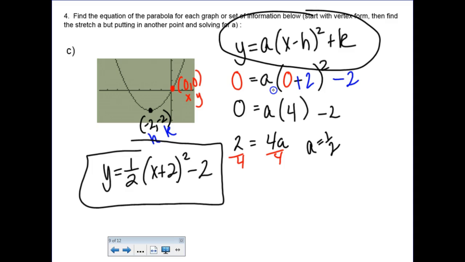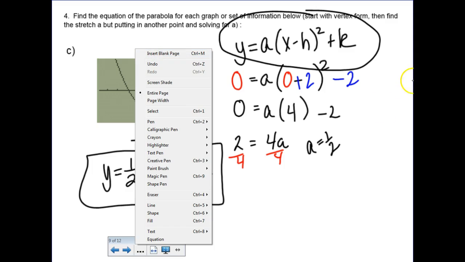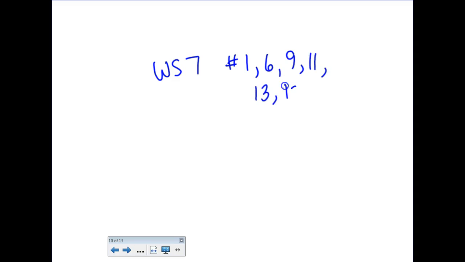Okay, so on worksheet 7, you're not ready to do the whole worksheet, guys, but you will be assigned numbers 1, 6, 9, 11, 13, 15, and 17. So you might have to just do part of it for now until we learn the rest of the lesson. But those are the problems you will be assigned.